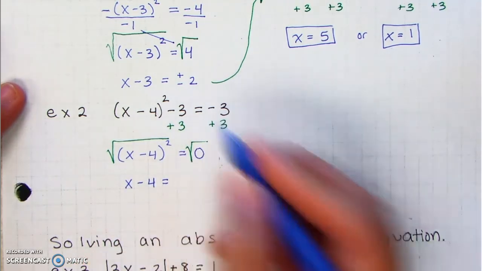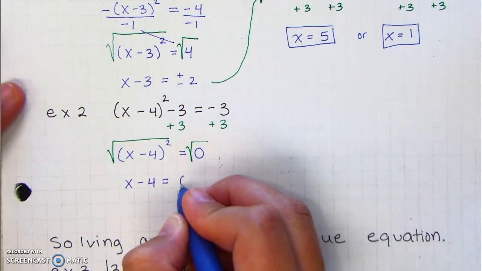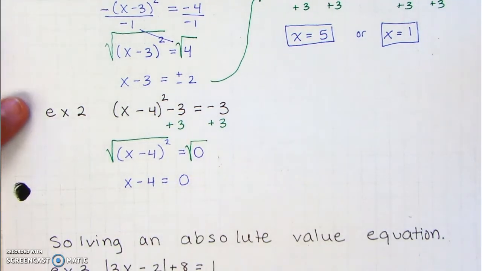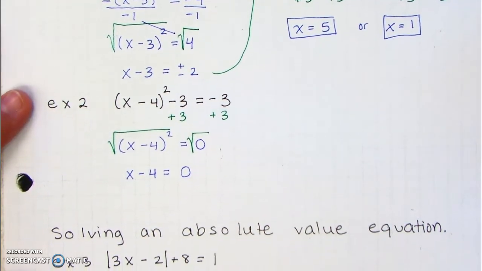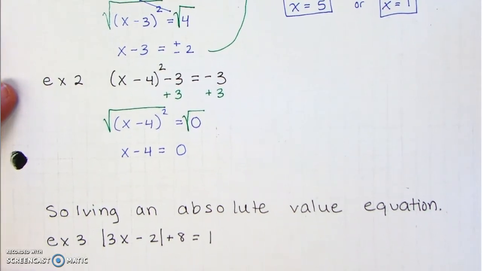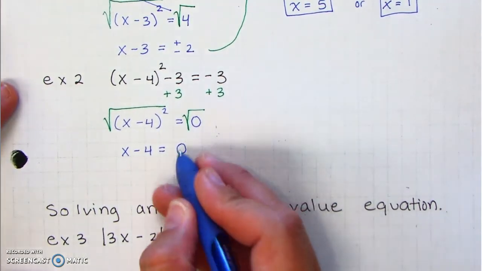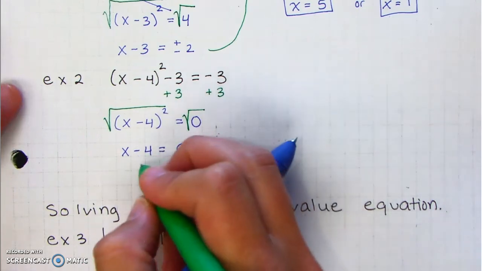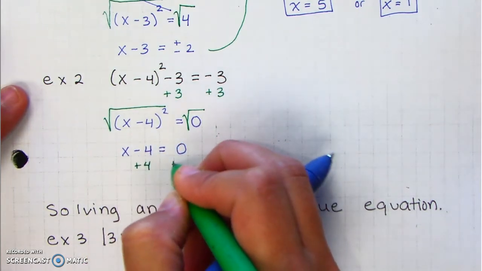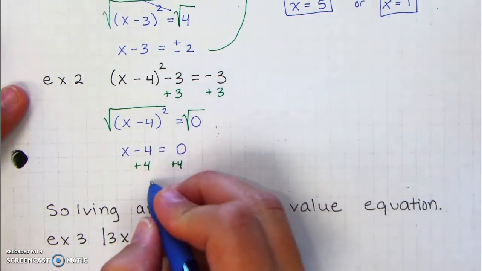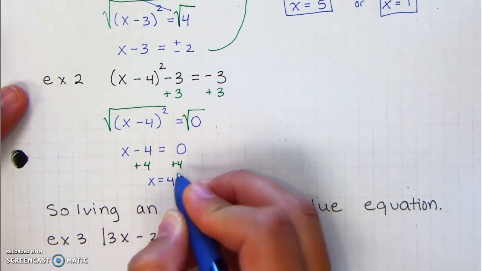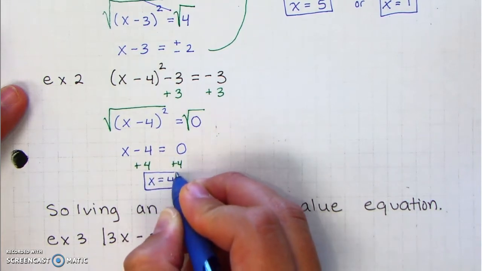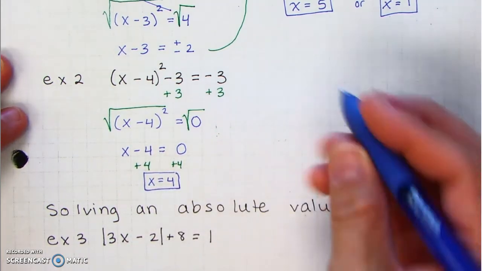All right, now I just told you put plus or minus, but does 0 have a plus or a minus? No, 0 is neither positive nor negative, so we are only going to be left with one solution here. And how do we get the x by itself? We're going to add 4, add 4. So we have x equals 4.